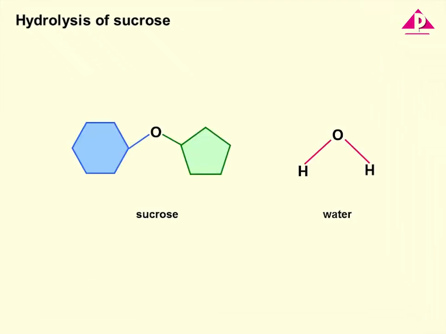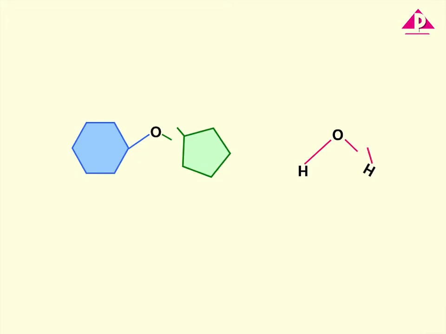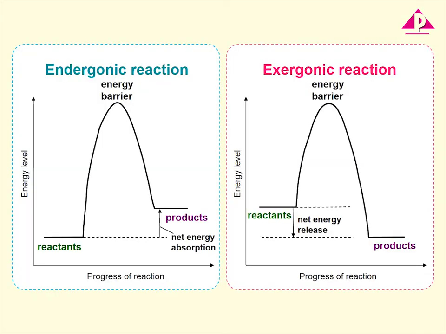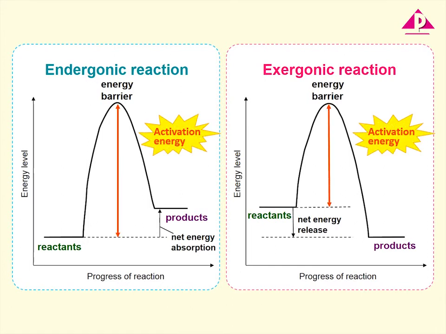Sucrose is a disaccharide combination of a glucose molecule and a fructose molecule. During the process of hydrolysis, energy is needed to break the original bonds. After new bonds are formed, a larger amount of energy is released, and therefore hydrolysis is an energy-releasing reaction as a whole. The initial energy input required to overcome the energy barrier is called the activation energy.